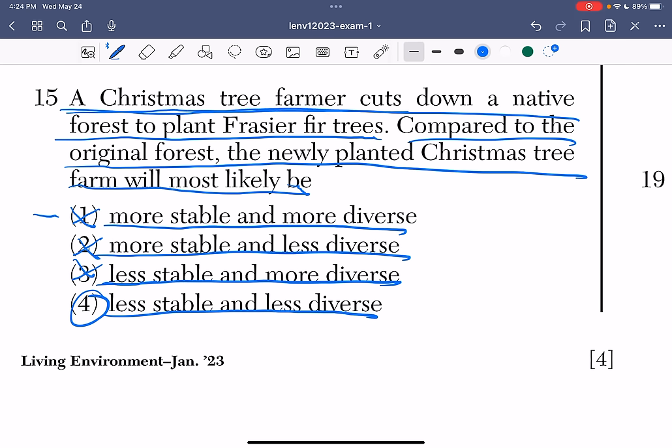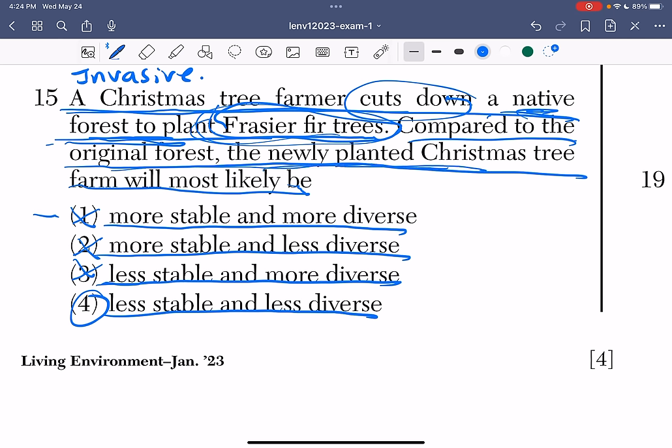The Christmas tree farmer cuts down a native forest to plant Frasers. So this cuts down the natives and puts in more of the invasive species. Again, with the invasive species. They're really hitting it this year. Compared to the original forest, the new forest has the native trees gone and invasive species here. It's not going to be more stable. It's not going to be more diverse. It definitely is going to be less diverse, and it's going to be less stable. The best one is less stable, less diverse, because you're cutting down the native trees and putting in invasive ones. The best answer for 15 was choice 4.